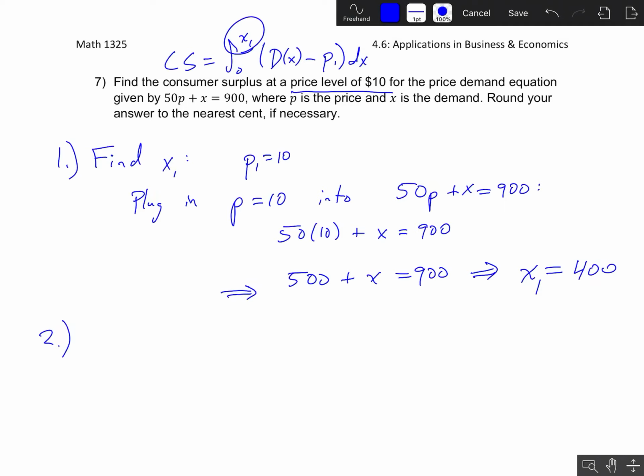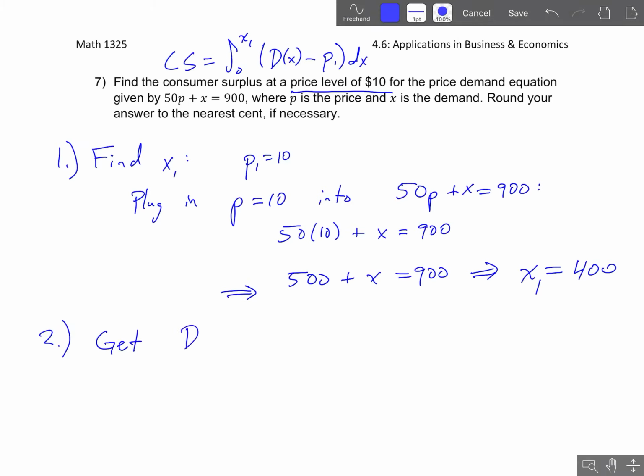So now we have x1, and we also have P1. That's just our equilibrium price, which is $10. The only thing that we're missing now is what is d of x. So that should be the price that these consumers are willing to pay to get a demand of x products. And to find that demand curve, what we need to do is solve for P. So this demand curve in general is going to equal the price at which you would buy x items.